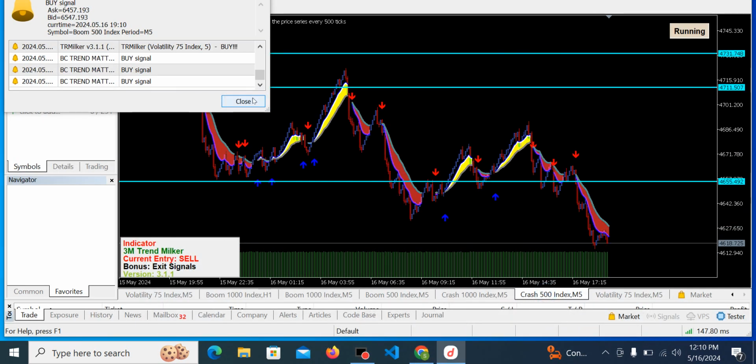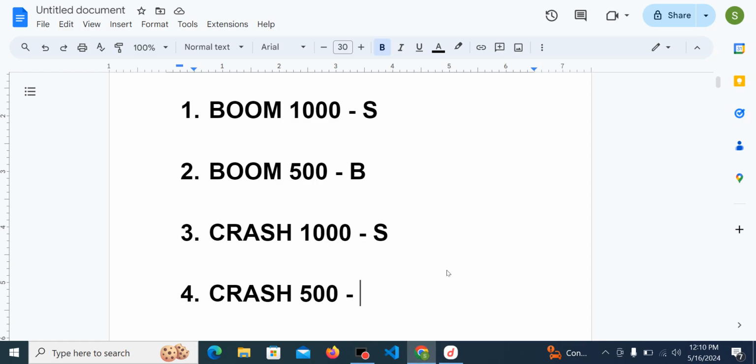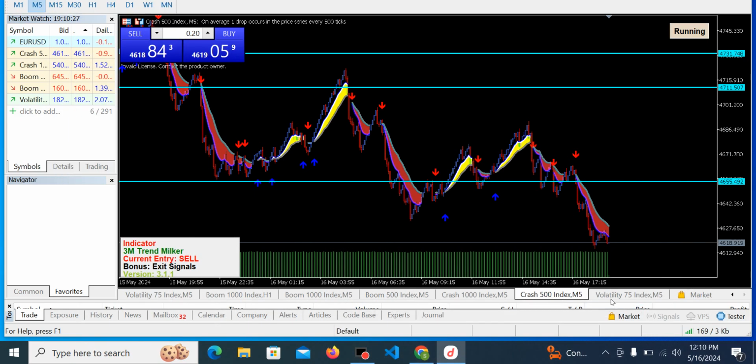Next asset is going to be Crash 500. Crash 500 started a downtrend from the resistance zone, got to the support zone, had a major pullback, and went back there to break out below the support zone, and of course it had a pullback again and went back down to break out below it, and of course this is still more of a selling opportunity than a buying opportunity.